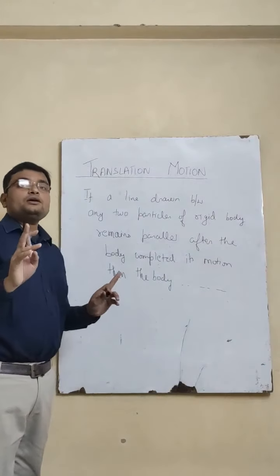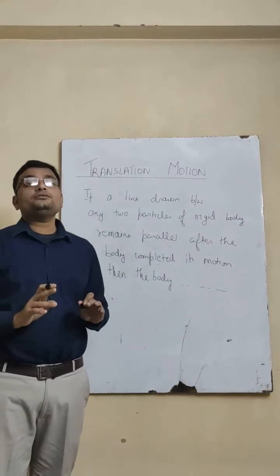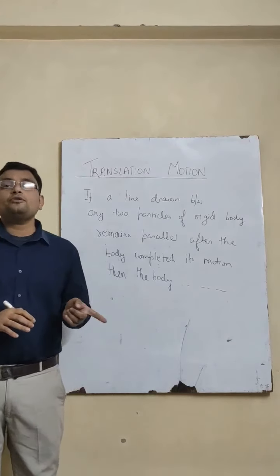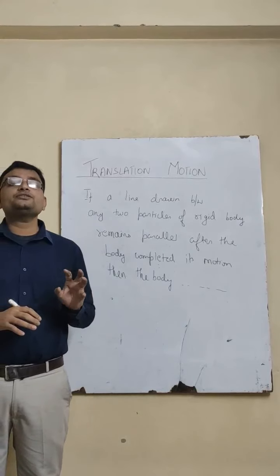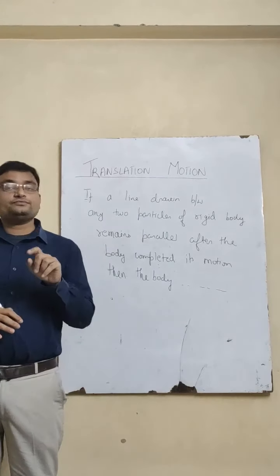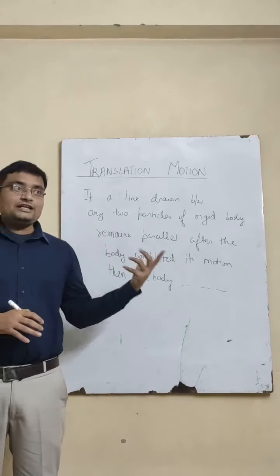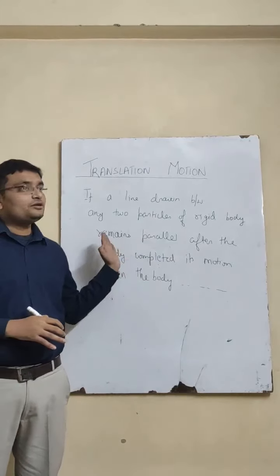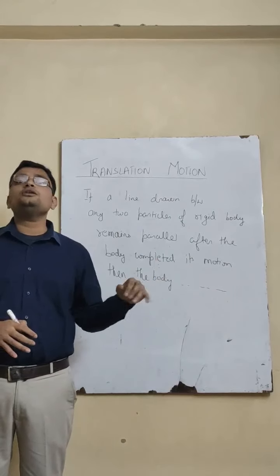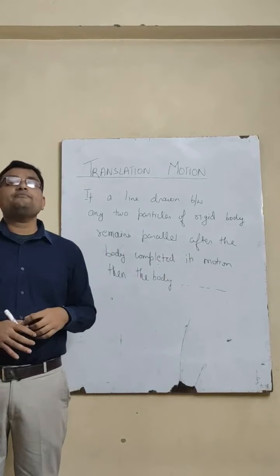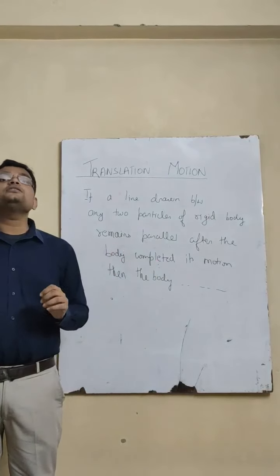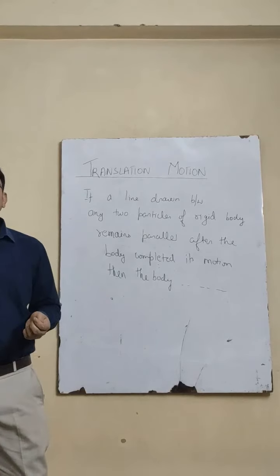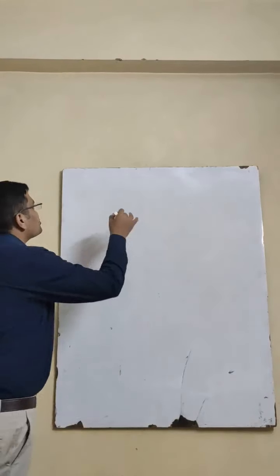Once again I repeat that translation motion doesn't depend on the path followed by the body. It just depends on the line segment drawn. The types of translation motion depend on the path followed by the body. If the path is a straight line, it is called rectilinear translation motion. If the path is a curved line, it is called curvilinear translation motion. Now let's move towards rotational motion.